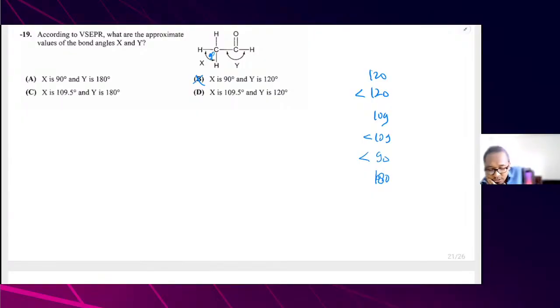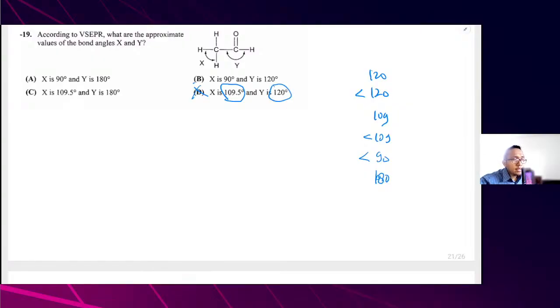Because like I'm saying here, let's see, for tetrahedral. This one is tetrahedral. Okay, this one is tetrahedral, right? There is no lone pair. Okay, so yeah, that's true. This one is 109.5, and then 120.